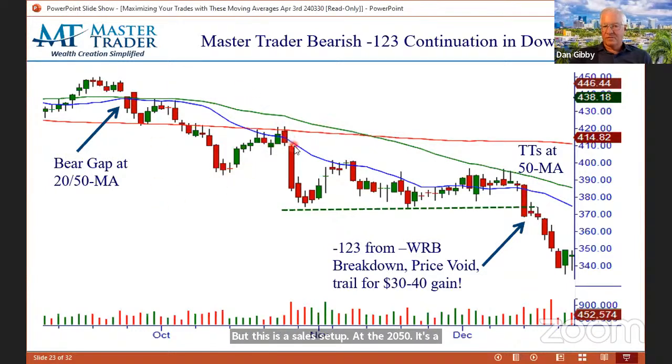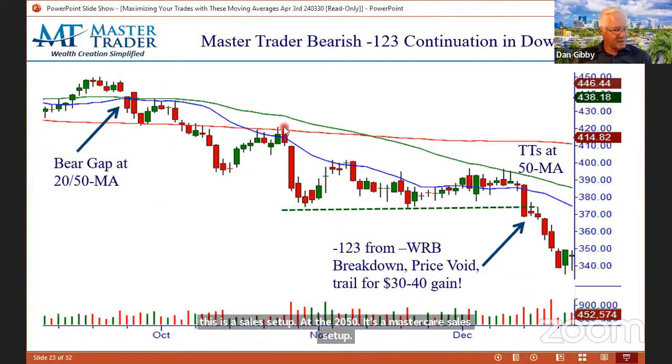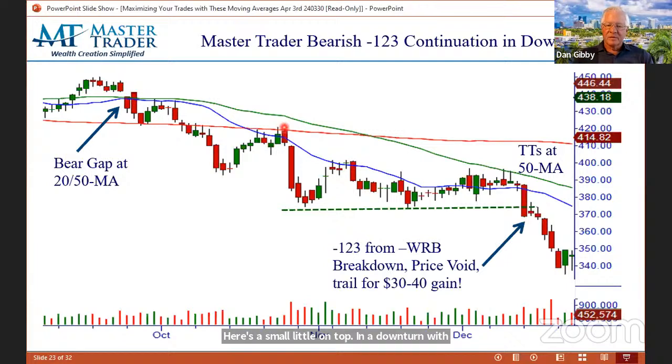Here's a small little M top in a downtrend with a declining 20 and 50. So I'm looking for shorts unless I'm doing some type of climactic counter-trend move. Bearish consolidation caused the 20 to flatten out.